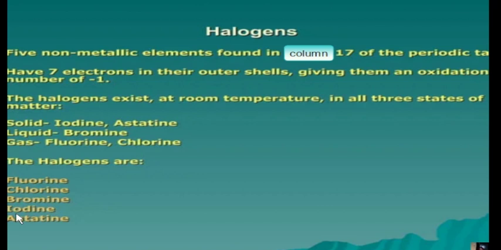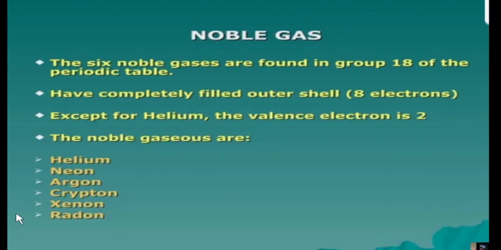Halogens, you will notice, have spellings which end with INE. So fluorine, chlorine, bromine, iodine, and astatine. Those are the examples of your halogens. Then we talk about the noble gases. The noble gases are found in column 18 of the periodic table, and they have a completely filled outermost shell. That is the emphasis.